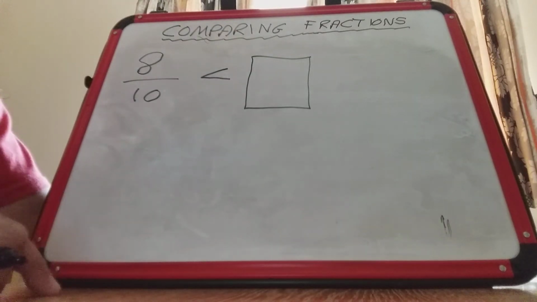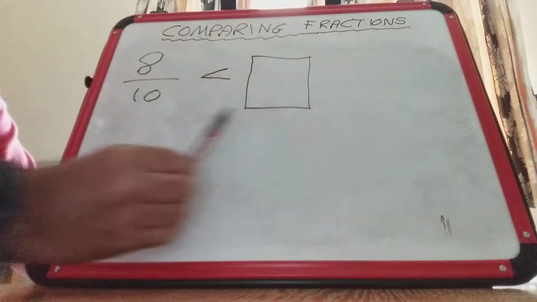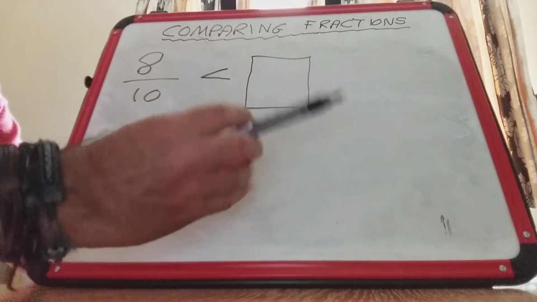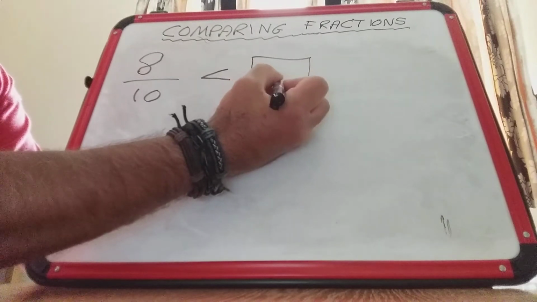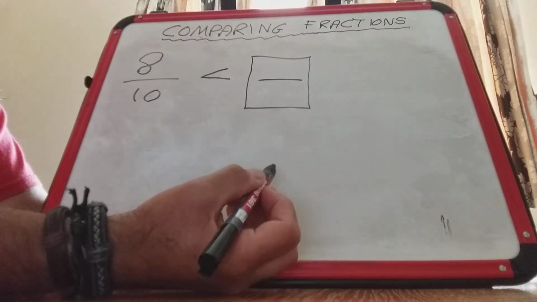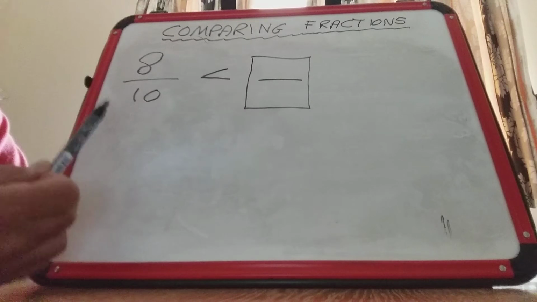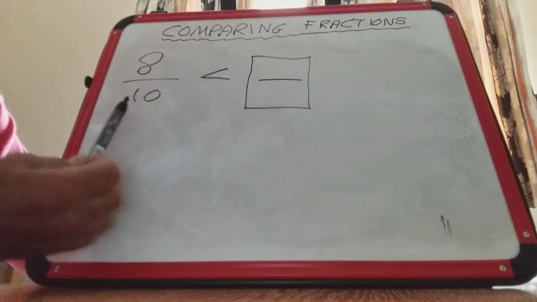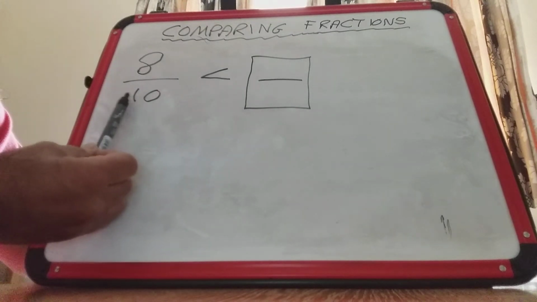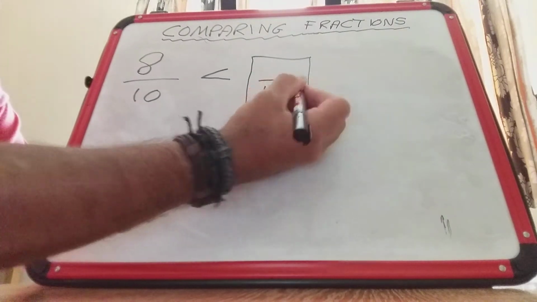Okay, now another example of a question they might ask you is, they might give you this. So 8/10 is less than box. And what they might say is, complete this statement with a fraction with the same denominator or with a fraction with the same numerator. So let's take the first example. Complete this statement with a fraction with the same denominator. Now denominator means the number at the bottom, so therefore we've got to put 10 in there.